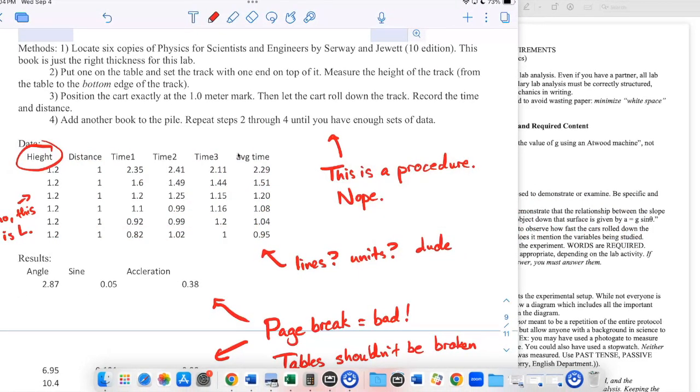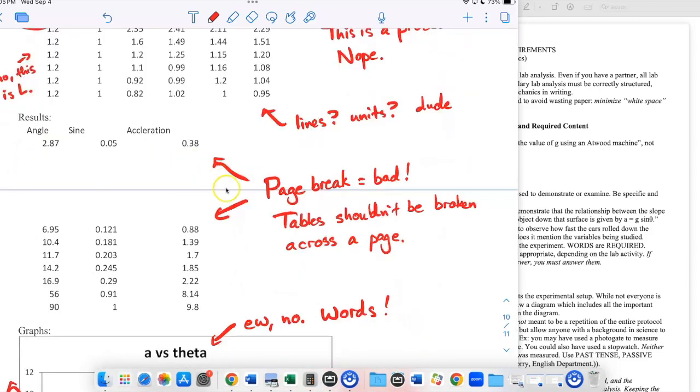All right. Let's see, typos. I didn't expect you to necessarily catch that his height measurement here is not the right thing. But I would expect you to notice the lack of lines. This makes it hard to read, especially since the words are centered, but the numbers are not. Breaking a table across a page. Don't break a table across a page.